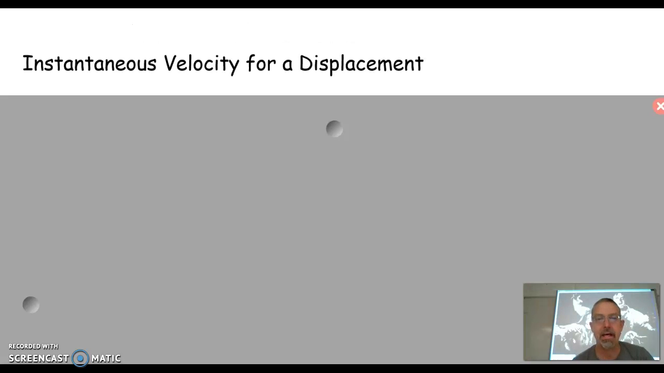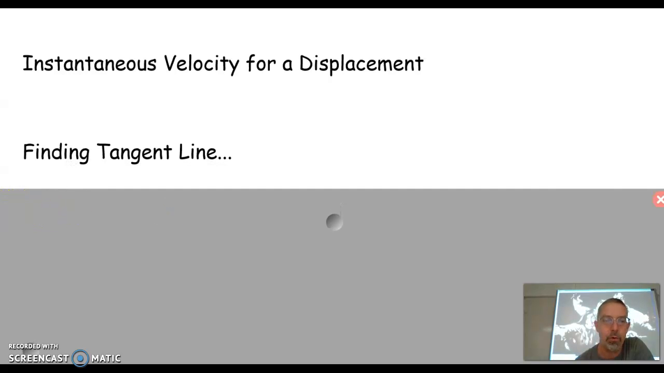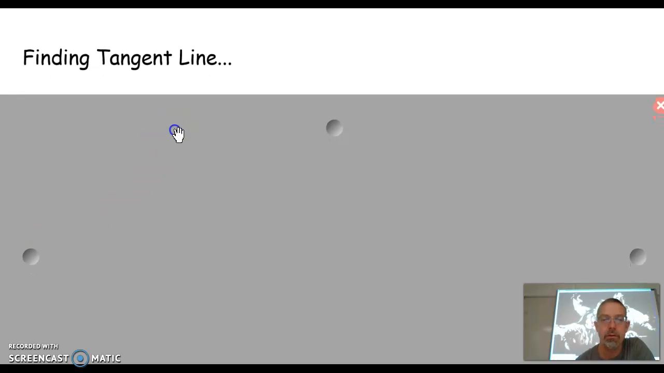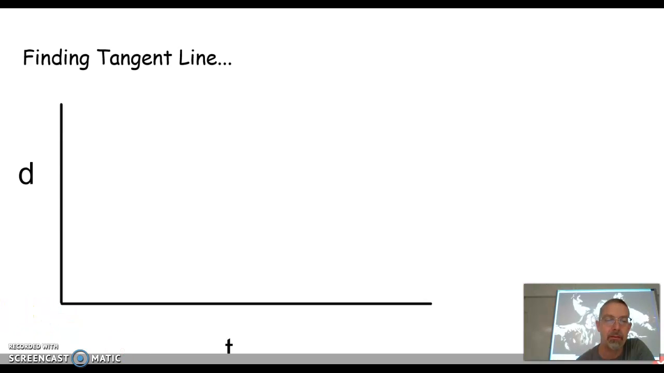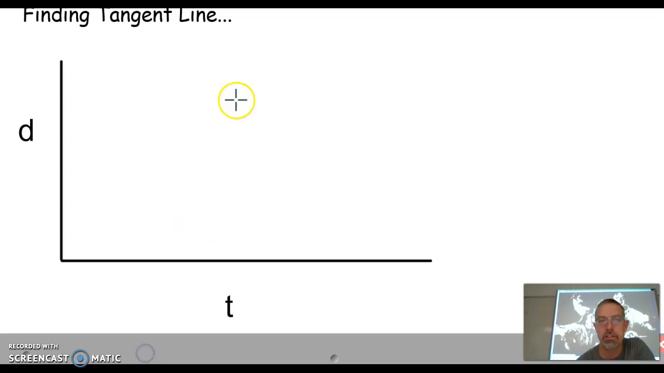Let's contrast that with instantaneous velocity. Okay, instantaneous velocity, I'm trying to identify at any given point what the velocity is at that time. So what we're going to do is find a line that is tangent to the slope at that point. And if it's tangent to it, it's only going to touch it in one single point.